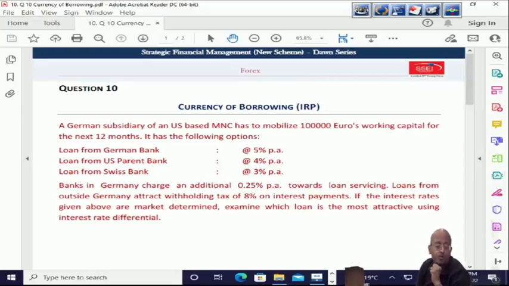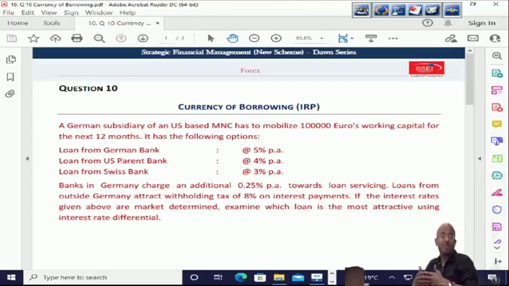It has the following options. Take a loan from a German bank at 5%, no currency risk, because you need 1 lakh euro, which is your home currency. You take a loan in euro, you pay 5%, no currency risk, no spot, no forward. Loan from the US parent: in that case, the rate is attractive, only 4%. Loan from Switzerland: the interest rate is still attractive, 3%.